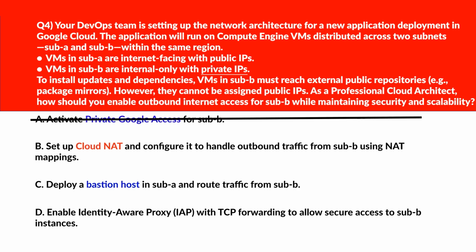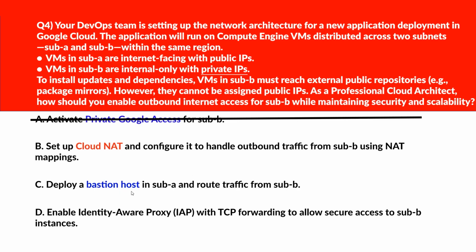B says set up Cloud NAT and configure it to handle outbound traffic from sub B using NAT mappings. Cloud NAT allows private IP virtual machines to access the internet securely without public IPs, which is exactly what the sub B subnet requires to reach external repositories. Let's keep it. We'll move to now option C.